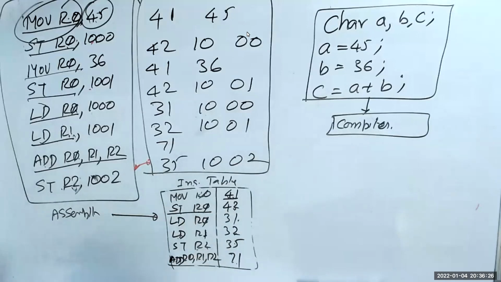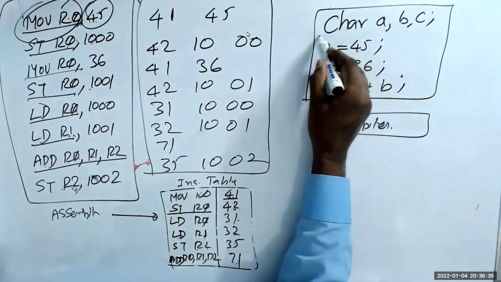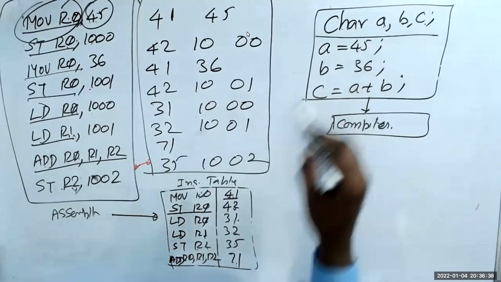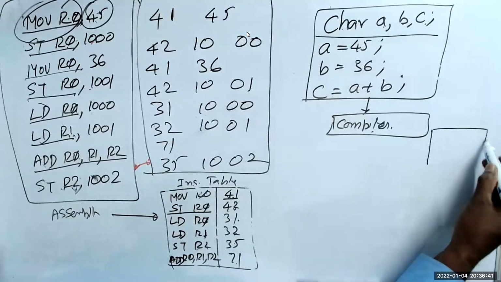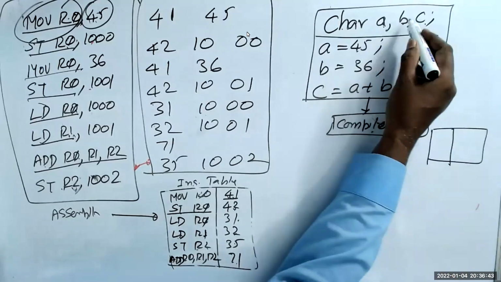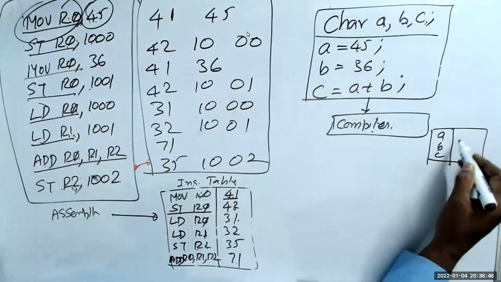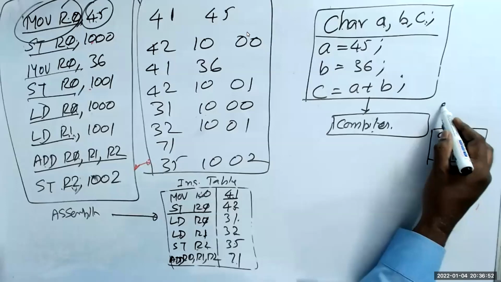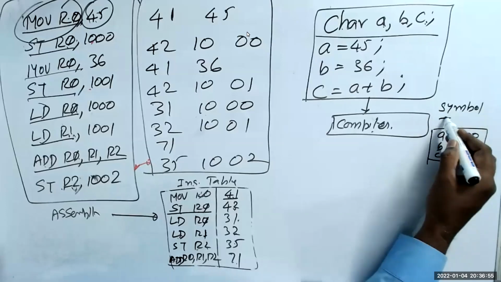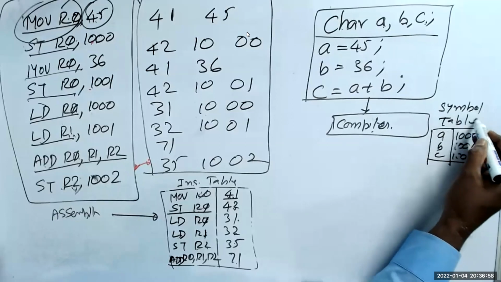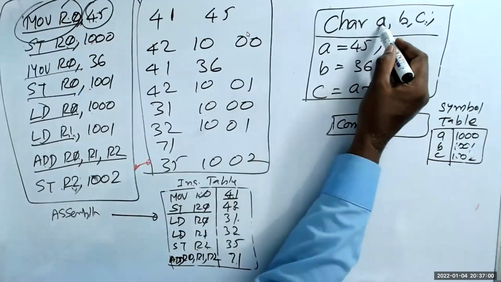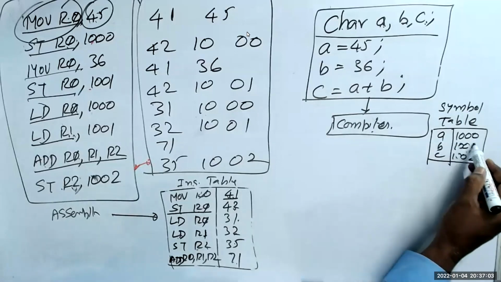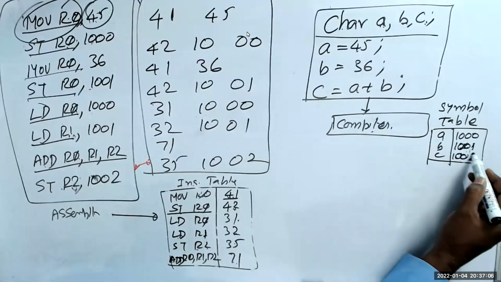Now, what the compiler does: it will take the first line. You have written character A, B, C. The compiler creates a table. In the table, it puts your A, B, C and gives the addresses 1000, 1001. This is called the symbol table. Please understand, it converts every symbol to an address. For you it is a symbol. For the computer, for the microprocessor, everything is a number.